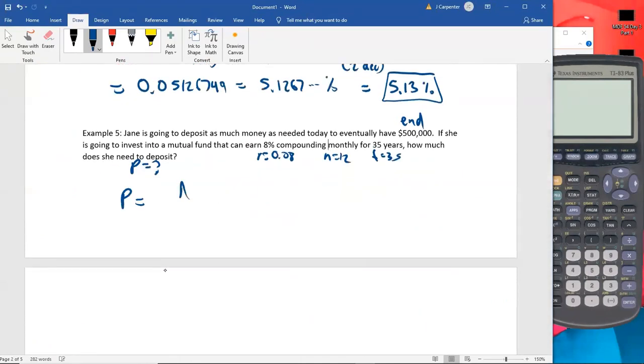P equals A over parentheses 1 plus R over N raised to the NT. So this would be 500,000. Oh, that's right. I said I was going to give you a minute or two. Try it out. See what you can get.